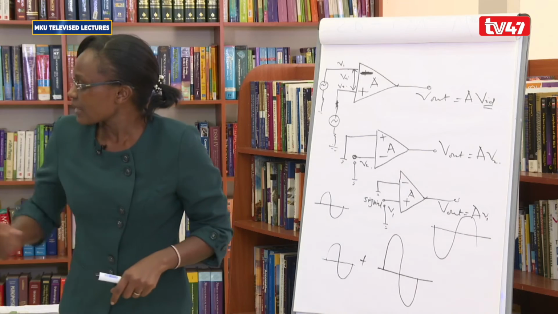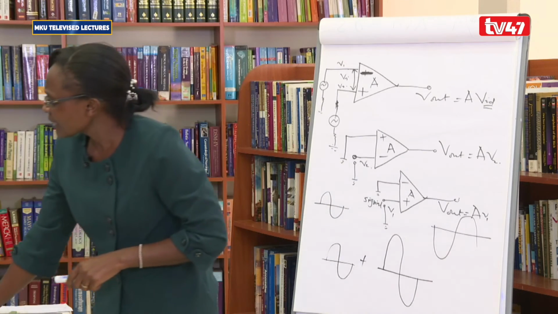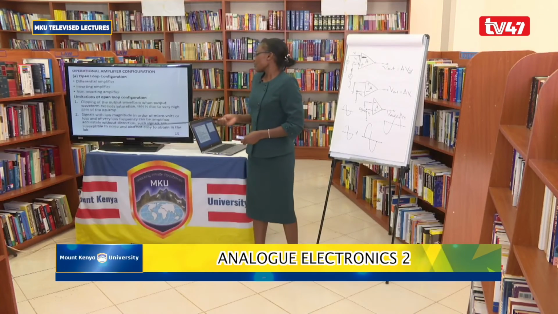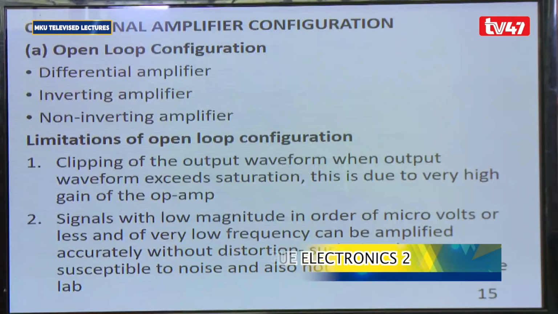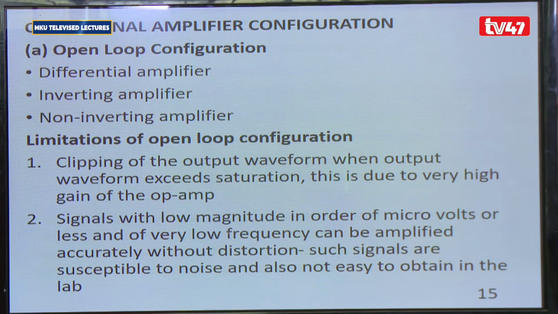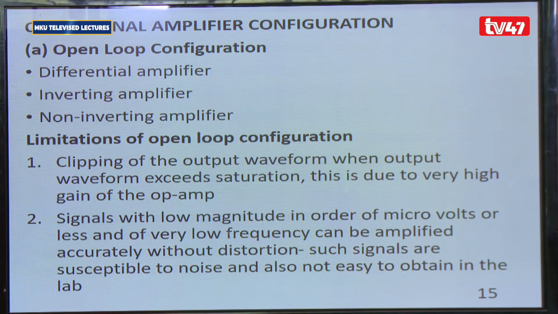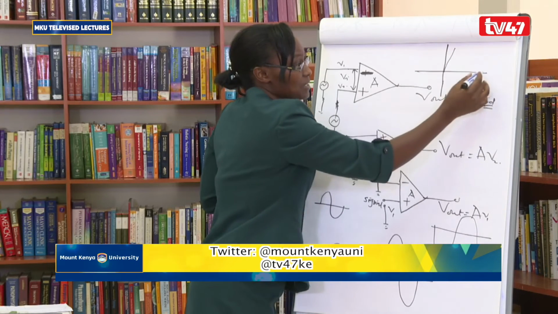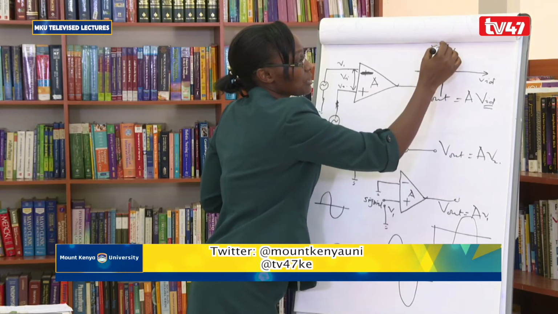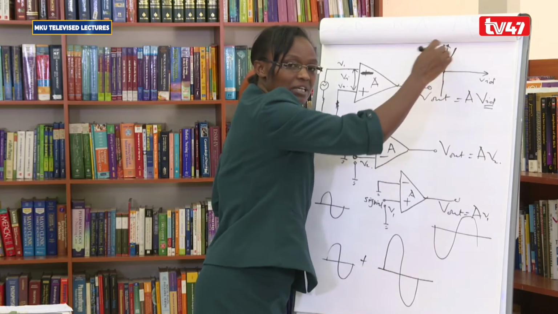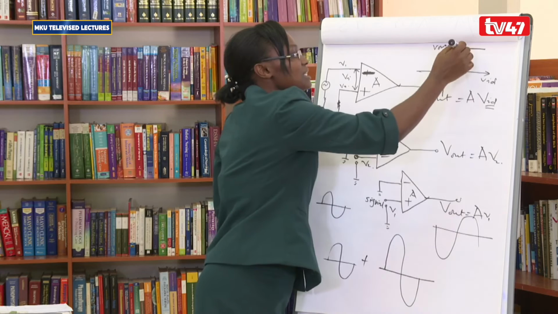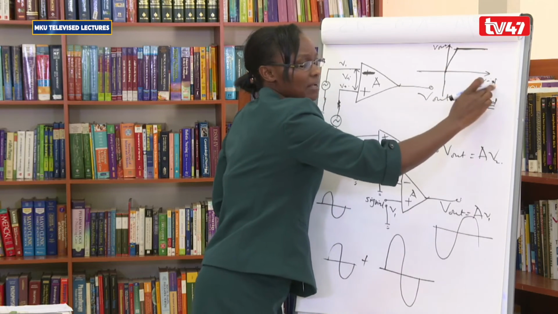So those are the open loop configurations, and usually they have some limitations. There is usually clipping of the output waveform when the output exceeds saturation levels, and this is due to the very high gain of the operational amplifier. Remember, in the ideal voltage transfer characteristic, we had drawn something like this. Voltage increases as you increase VID, these are the out. So once this reaches saturation, even if it was a sinusoidal signal, it will be forced to go flat like that. So it stays at saturation irrespective of the increasing VID.